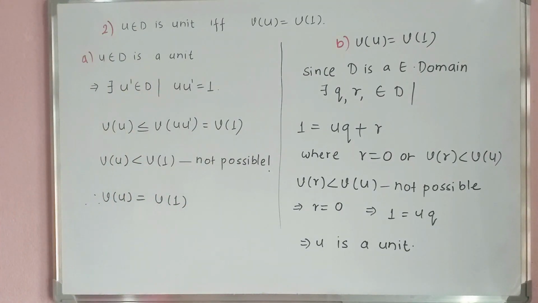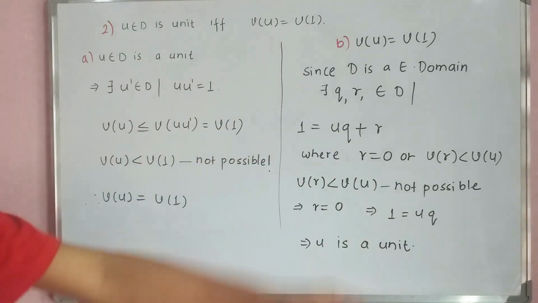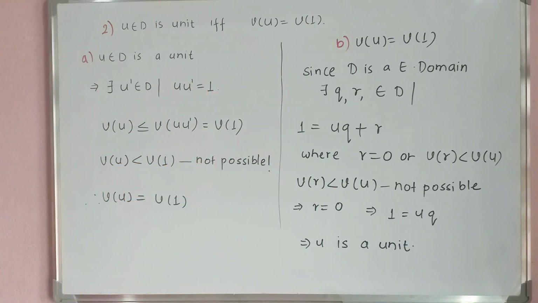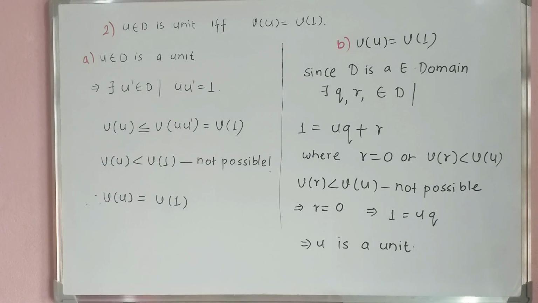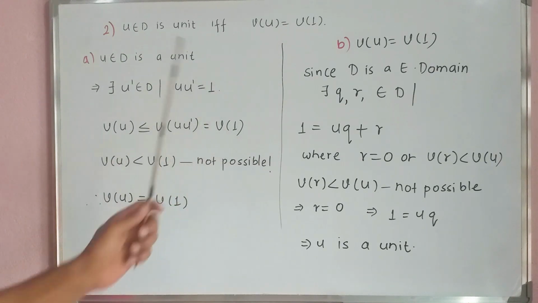Now the second statement of the theorem. It states U belongs to D is a unit if and only if norm of U equals norm of 1. We have the proof here. For the first part of the proof, U belongs to D is a unit is given to us, and this implies there exists U prime belongs to D such that product of U and U prime equals 1, from the definition of unit.